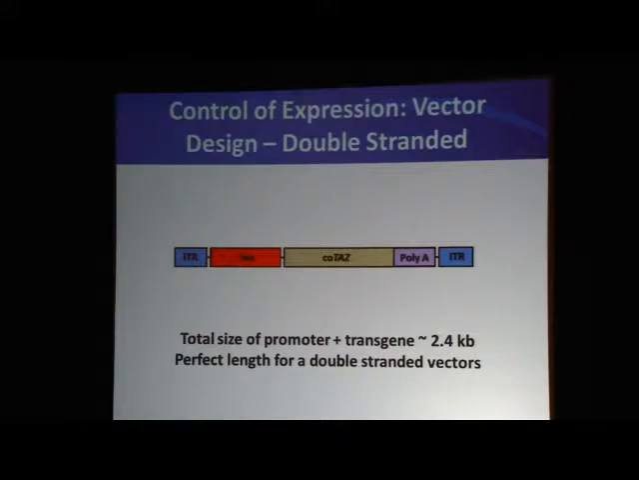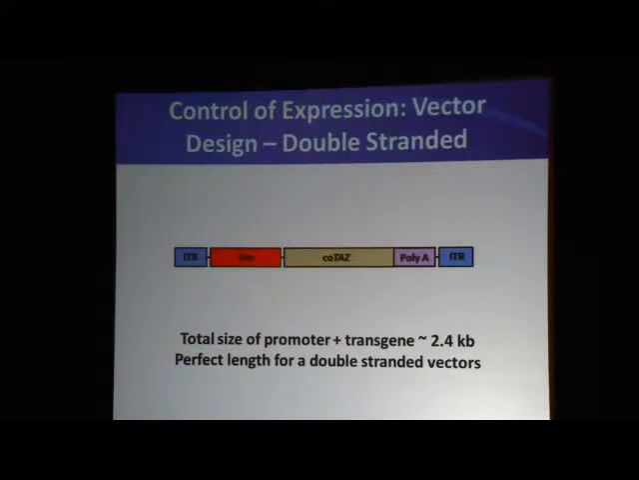You can see the ITRs are flanking what we're delivering, which in this example is the Desmin promoter driving a codon-optimized version of the human TAZ gene, and then there's a poly-A tail. Importantly, the total size of this is really only about 2.4 kilobases. So our promoter plus the tafazzin gene is well beneath the constraints of AAV. AAV can hold about 4.7 kilobases.